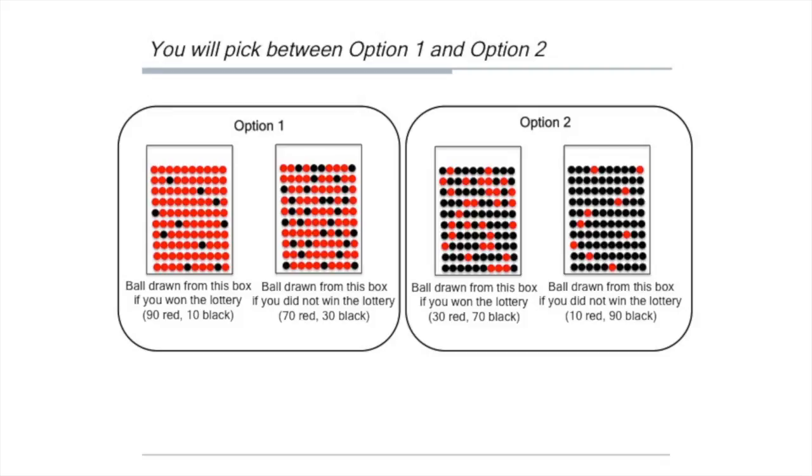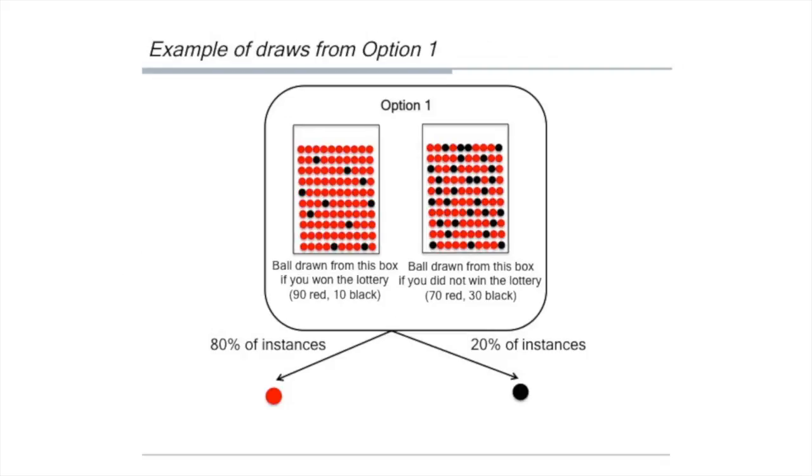You can expect to see a red ball 80% of the time and a black ball 20% of the time from this option. Because half the time, the computer will draw a ball from the left box where 90% of the balls are red, and the other half the time, the computer will draw a ball from the right box where 70% of the balls are red. So on average, 80% of the time, the computer will draw a red ball from option 1. What does it mean if you see a red or a black ball from option 1?